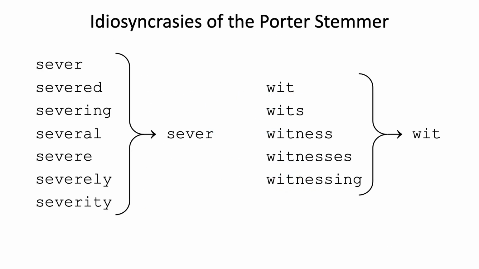The Porter stemmer works reasonably well for a lot of things, but it does have some idiosyncrasies. It maps some word forms to the same stem that are really quite different concepts, as shown in the examples here.